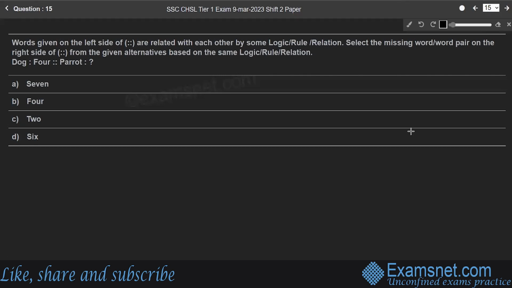Question 15. Words given on the left side of double colon are related with each other by some logic, rule, or relation. Select the missing word or word pair on the right side of double colon from the given alternatives based on the same logic or rule or relation. Here, dog colon 4. That means a dog has 4 legs, right? Similarly, parrot. So what? Parrot has 2 legs. Therefore, the answer is option C. It's very simple. Option C is the right answer.